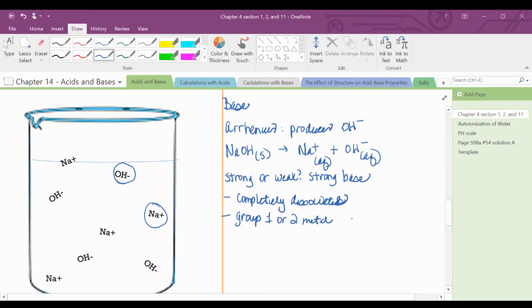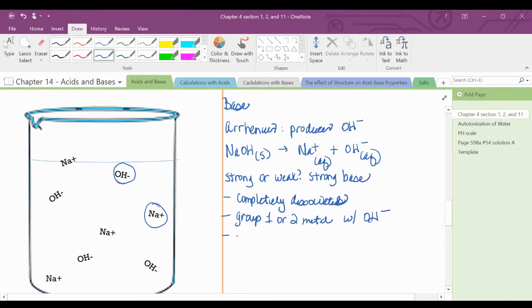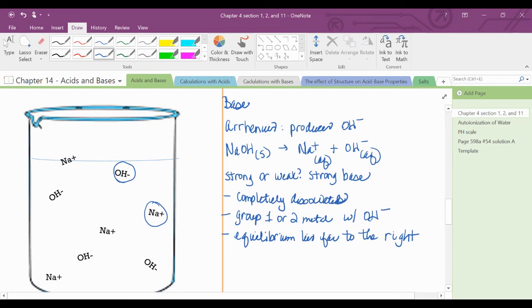And that ion is going to be combined with the hydroxide ion. So again, if it completely dissociates, the equilibrium is going to lie far to the right. So telling me that we're only producing ions in solution. Okay. And again, such a strong base will not have a K value for us to look at.